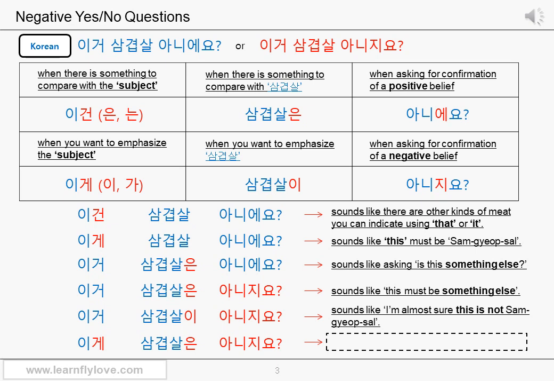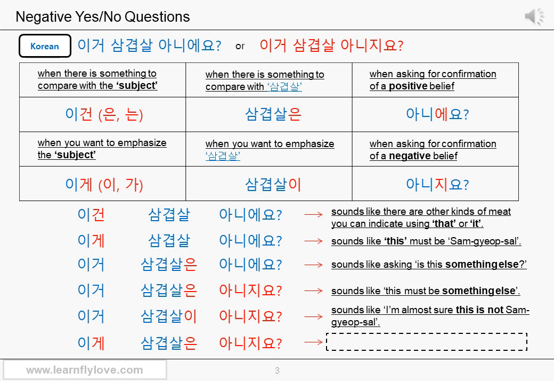And we can add the auxiliary particle 은 or the subject particle 이 to the complement 삼겹살. We explained why we can add a particle to 삼겹살 briefly anyway. Then let's see how it changes the nuance of the sentence. Let's add the auxiliary particle 은 to 삼겹살 first. 이거 삼겹살은 아니에요?